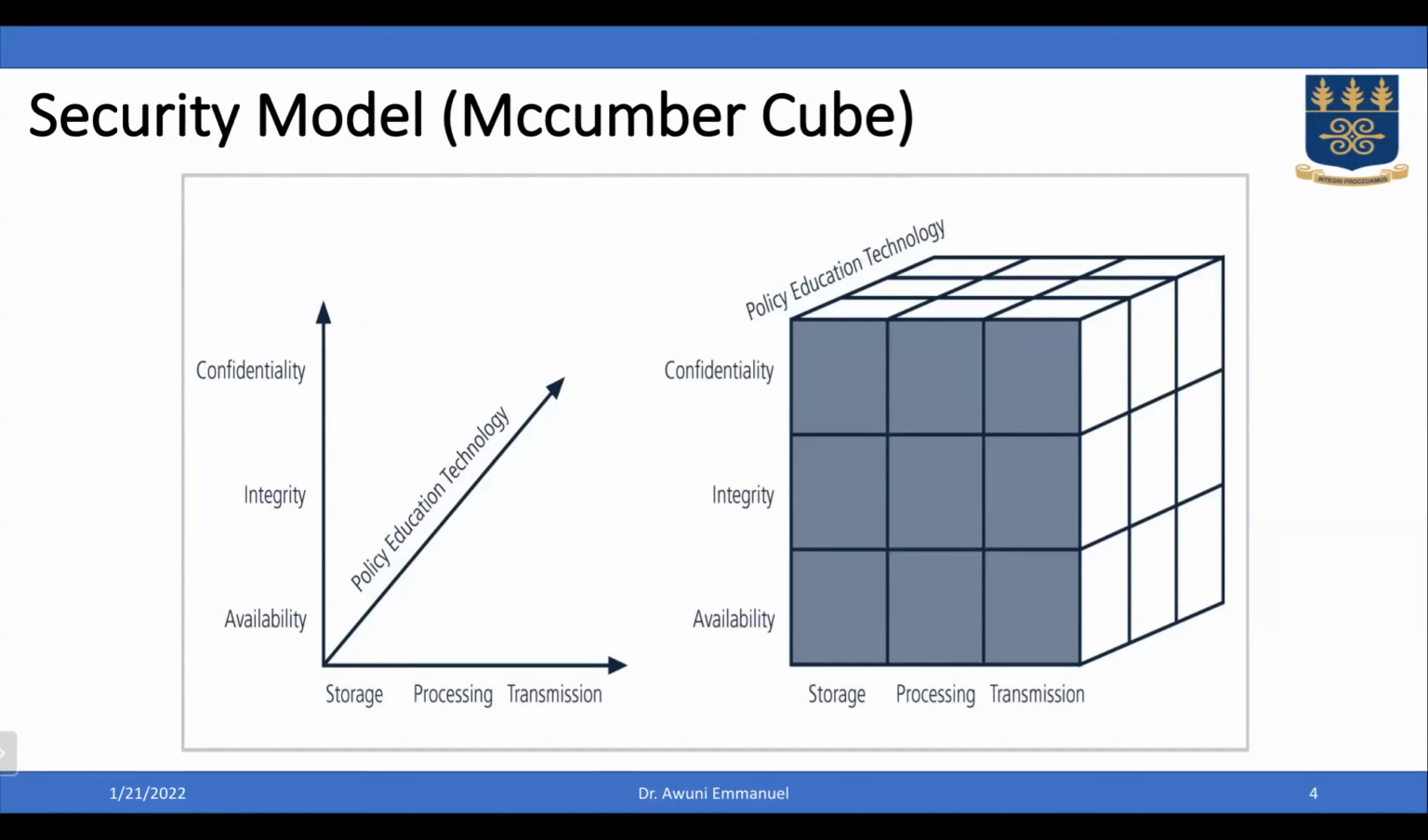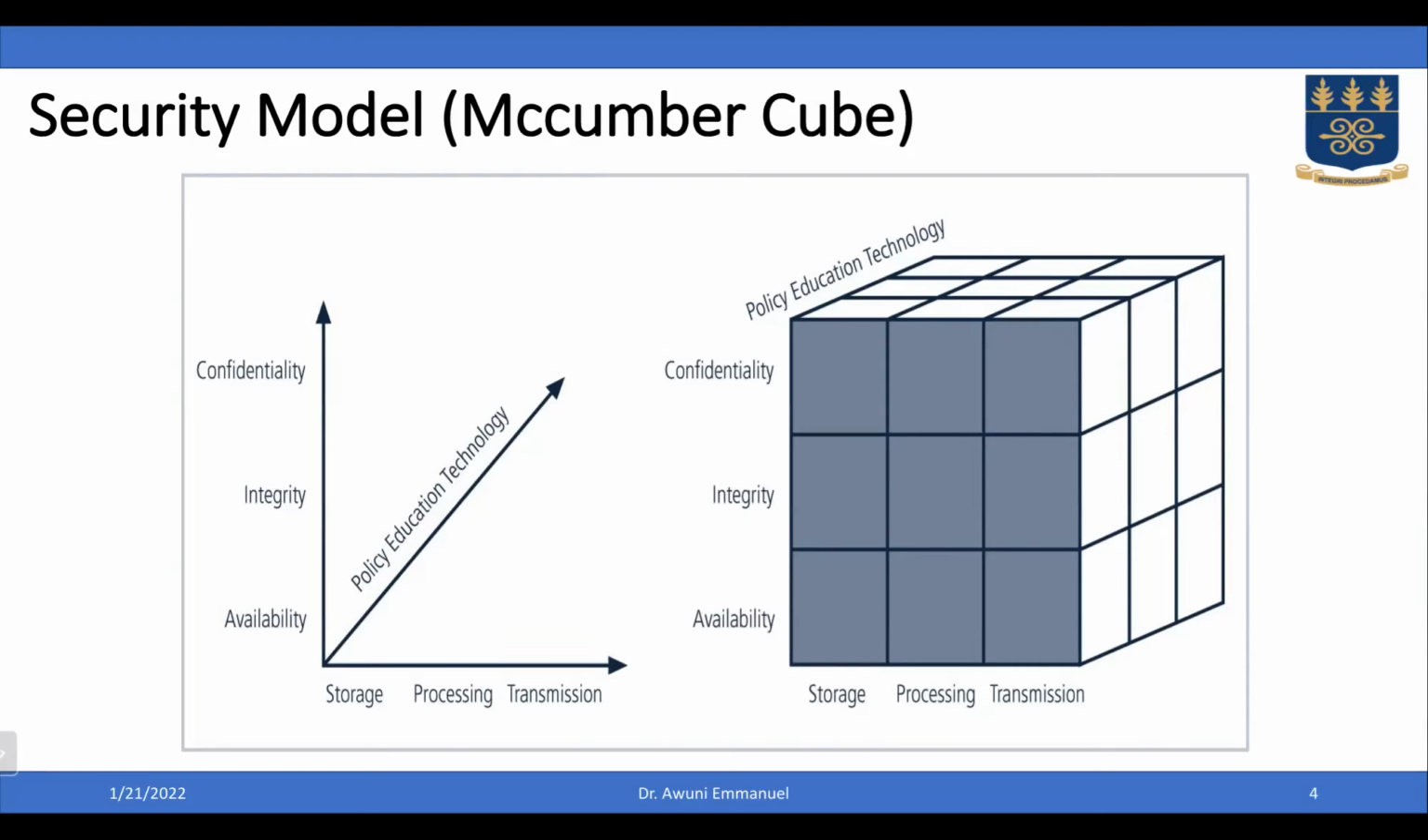For now, it is here because I'm using it to demonstrate the three dimensions of information security, the definition of information security. If you remember, I mentioned that it is the protection of the confidentiality, integrity, and availability of information assets, either in storage, processing, or transmission, by developing certain policies, education, and also using technologies to protect these information assets.